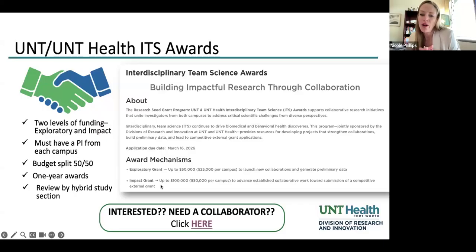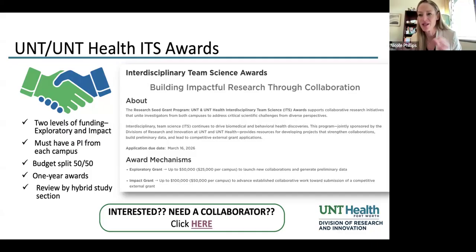So going back here, the other award is the impact grant. That's the larger one. That's up to $100,000, so $50,000 from each campus. This is to advance established collaborative work because it's only a year. So $100,000 within 1 year, you probably already have to have some critical mass, I don't know, that's not the right word, but already have some established processes and protocols.